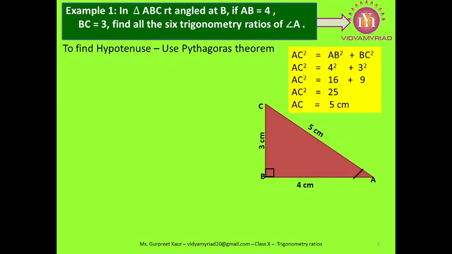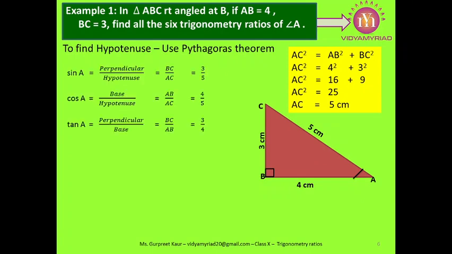Now we have all the 3 sides with us, and using these 3 sides we can find out the trigonometry ratios. Now I want to know sine A. What is sine A? Perpendicular upon hypotenuse, which is BC upon AC. So it becomes 3 upon 5. Cos A. Cos A is base upon hypotenuse, which is equal to AB upon AC, which is equal to 4 upon 5. And tan is perpendicular upon base, which is 3 upon 4.